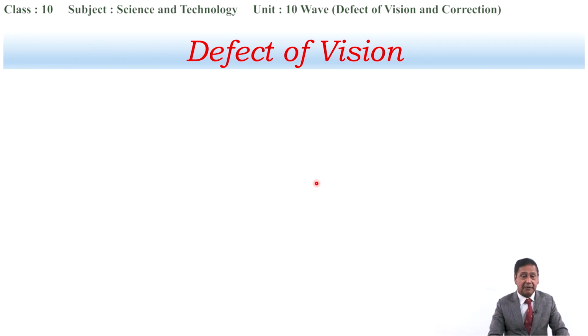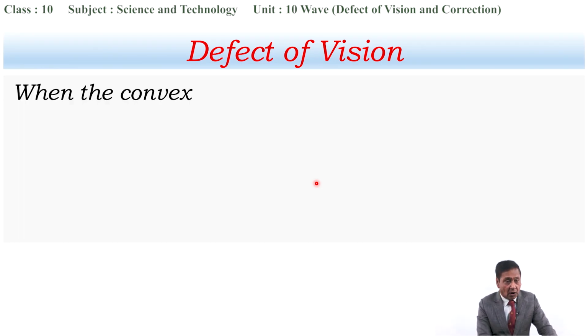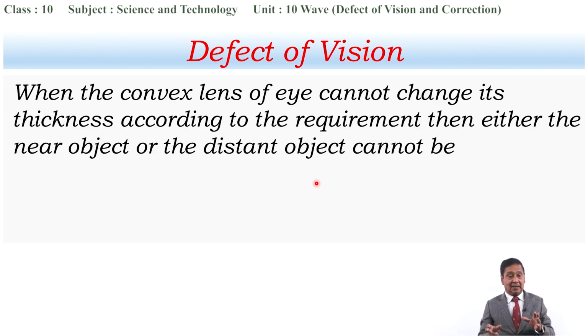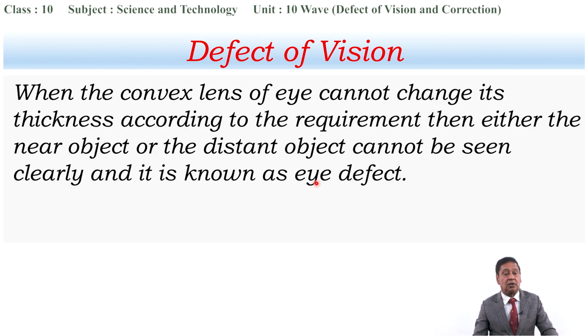So, a defect of vision can be expressed shortly this way: when the convex lens of the eye cannot change its thickness according to the requirement, then either the near object or the distant object cannot be seen clearly, and it is known as an eye defect. Very simple, very clear, isn't it?